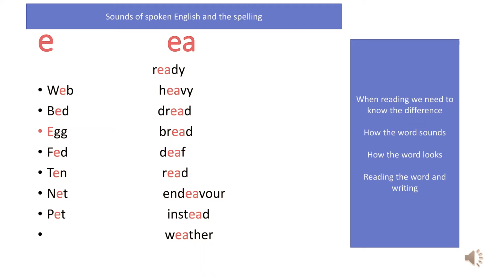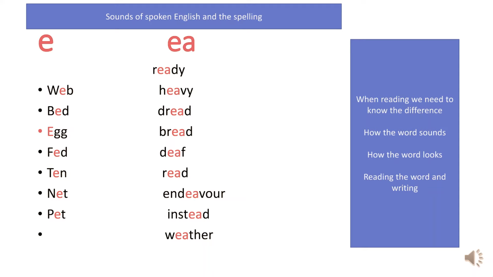So for the eh sound, it's easier. You've got your consonant, vowel, consonant words. Web, bed, egg, fed, ten, net, pet. Very easy when you do that with those three letters, isn't it?